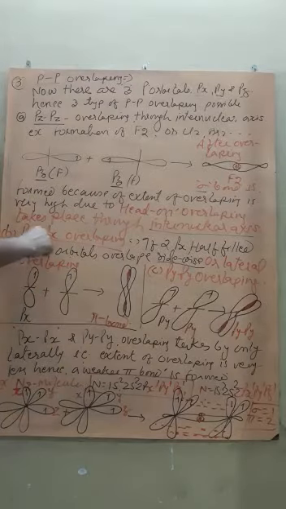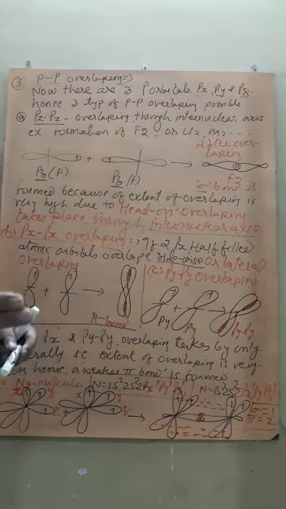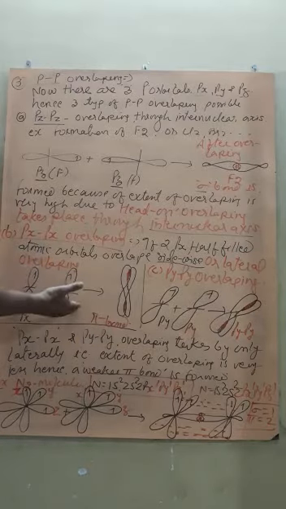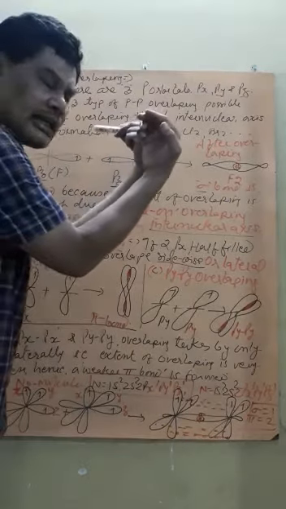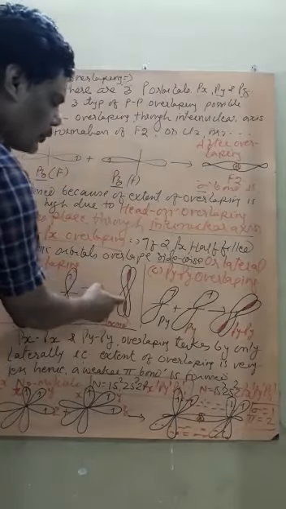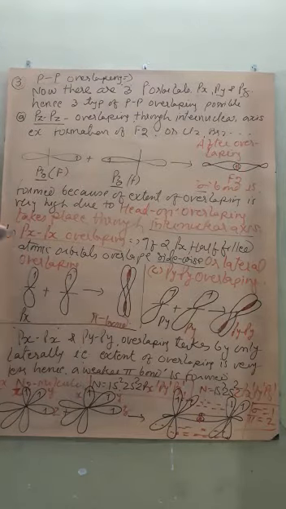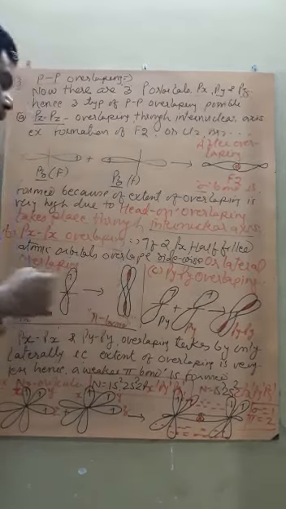Student, the next type is px overlapping. Means if two px atomic orbitals of two atoms overlap with each other, now you know that the px atomic orbital is directed like this. That means the overlapping is possible only laterally. And if lateral overlapping is there, the extent of overlapping is very less. And if the extent of overlapping is less, then a weaker covalent bond is formed. This weaker covalent bond is called a pi covalent bond.